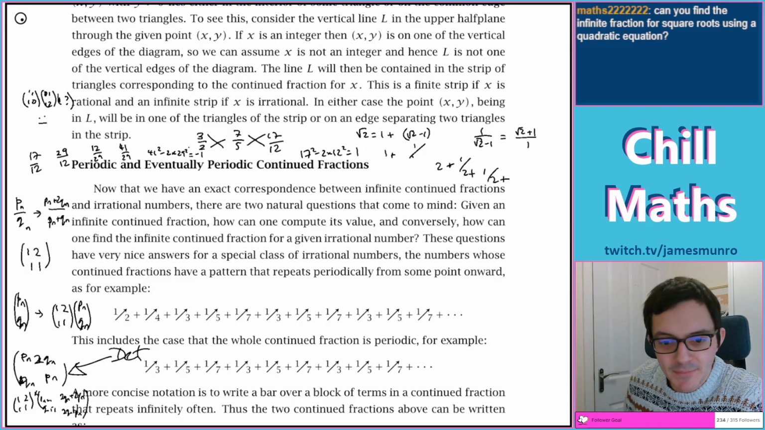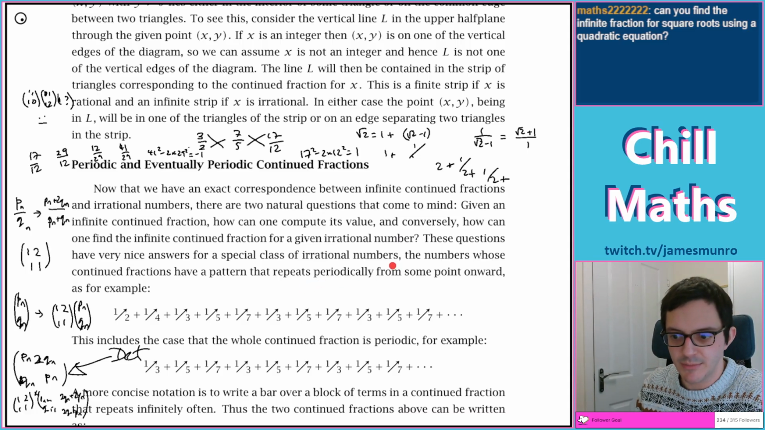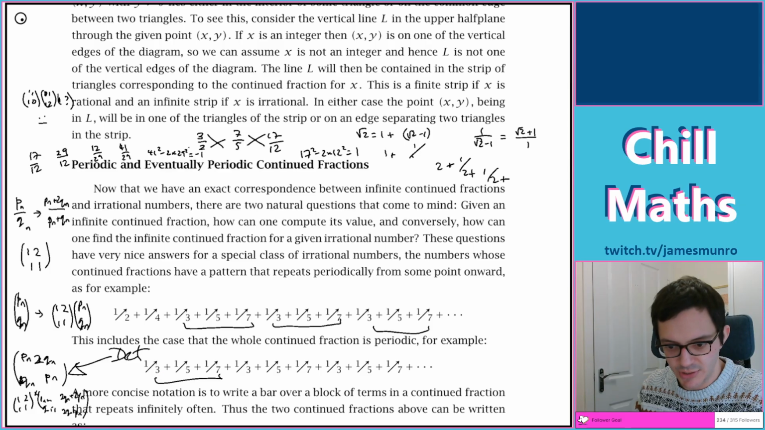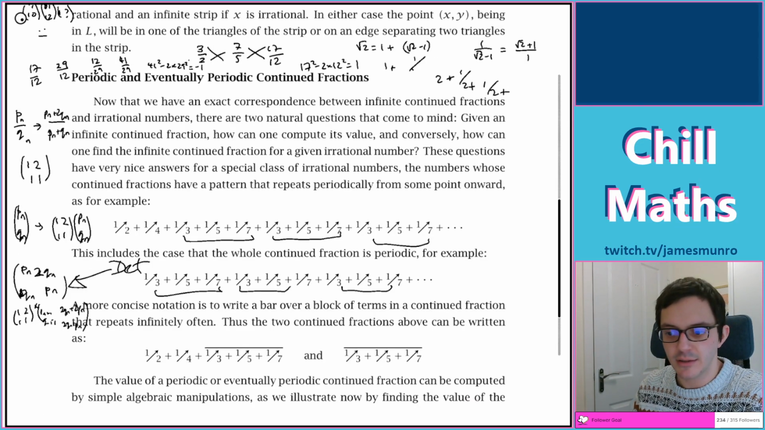Yes, okay. Special class of irrational numbers, patterns. Includes the case where the whole continued fraction is periodic. For example, what is this? 5, 7, 3, 5, 7. Oh, 3, 5, 7. Eventually periodic versus ones that are just periodic straight away. Write a bar over the block of terms. Can be written, is that the end of the page? Nope. Can be written like this, with the bar for the repeating bit.